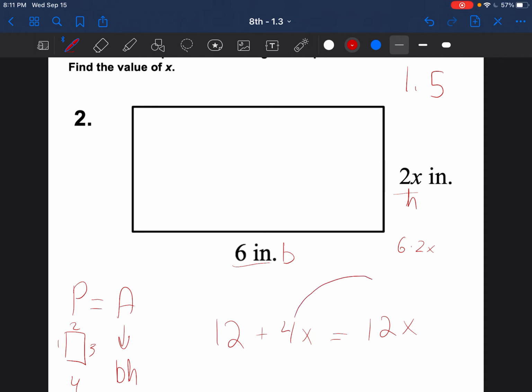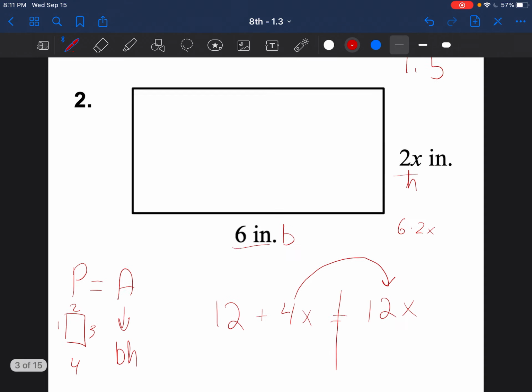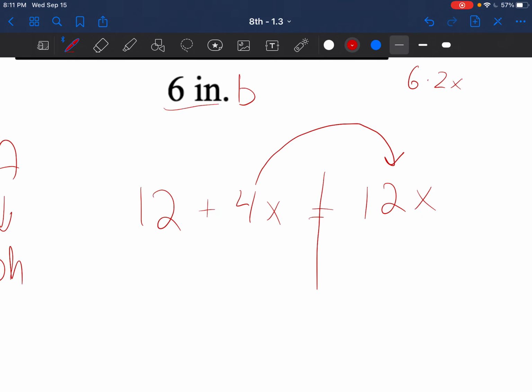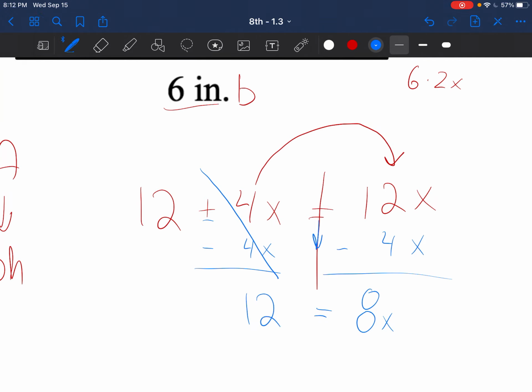So I'm going to move this on this side. To do that, we're going to have to do the opposite of this positive 4. And the opposite of positive 4 is negative 4x. Please don't forget to cross that off. Then we have negative 4x. And 12x minus 4x will give you 8x. Don't forget to bring down that equal sign. So now you have 12 is equal to 8x. Well, we need to get that x all by itself. We know there's an invisible multiplication sign there. The opposite of multiplication is division. Cross it off.